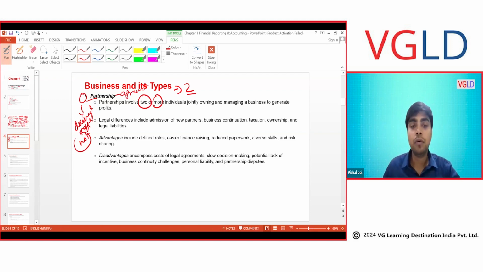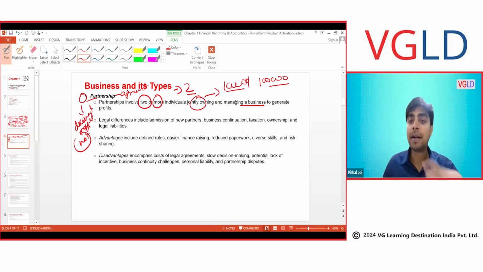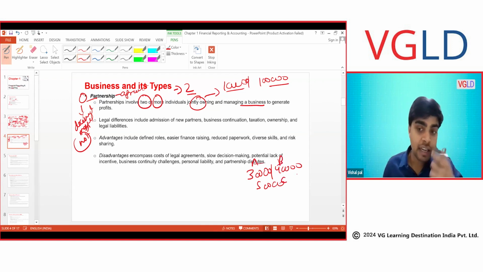So with two or more individuals jointly owning and managing the business, let's say I invest 1 lakh, you invest 1 lakh. So 1 lakh each, and our capital would be 2 lakh. We are combining this together. Some of them would be investing 30,000, some 40,000, some 50,000. So let's say there are three partners, A, B, C. Each has contributed according to their capacity.